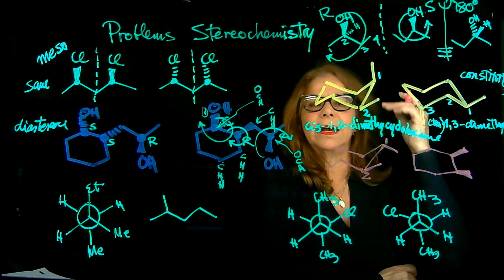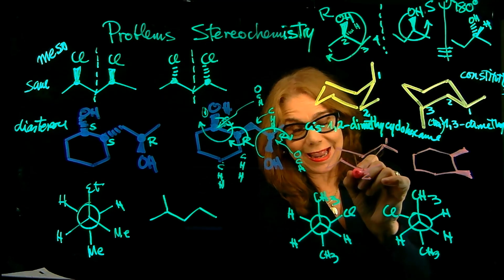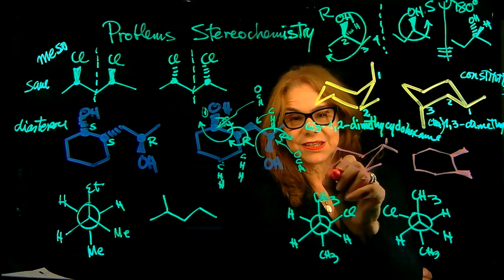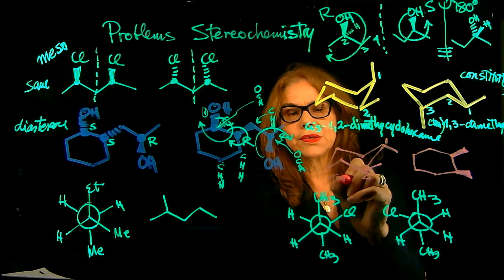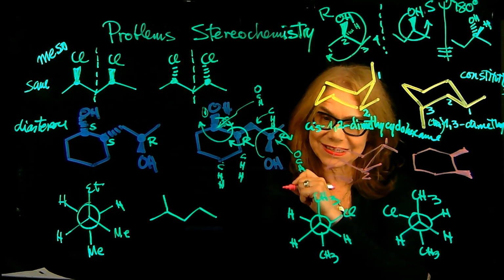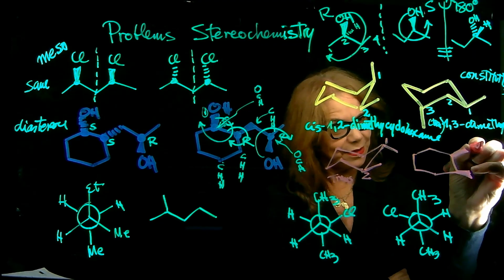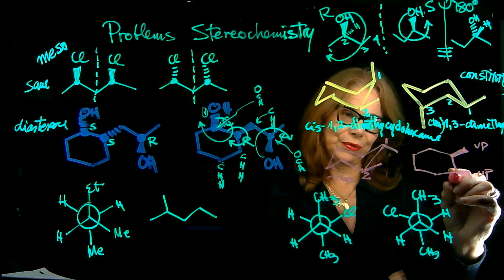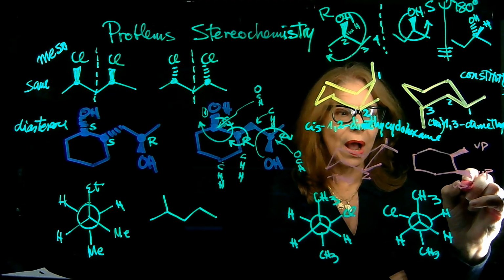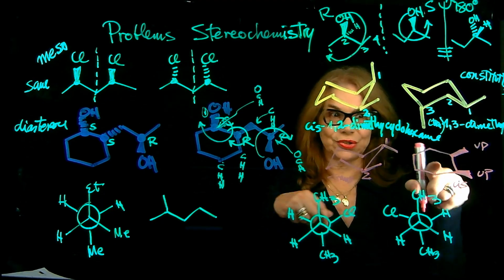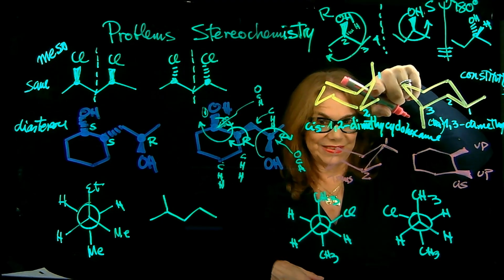But this one has one methyl pointing down and up. So this is trans 1,2-dimethyl cyclohexane. And this is actually up. So this is the cis 1,2-dimethyl cyclohexane. So this one is the same.